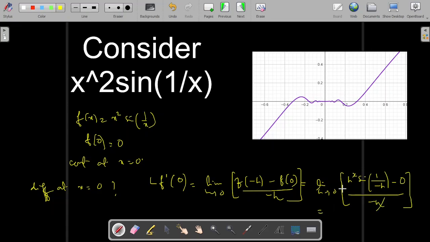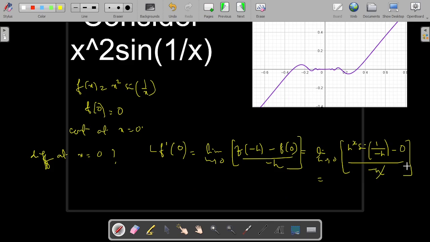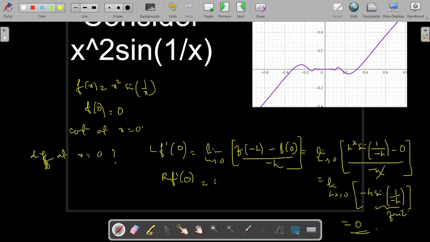Now as h tends to 0, so you know again now limit h tends to 0, it is minus h sine of 1 by minus h. So this is a finite quantity, h is tending to 0, so 0 into finite quantity, it becomes 0. Similarly, you can check what is the right hand derivative at 0, that also comes out to be 0. Therefore left hand derivative equal to right hand derivative at 0, hence the function is differentiable at x equal to 0. You can look at the graph, see how nicely it has become smooth due to the factor x square.